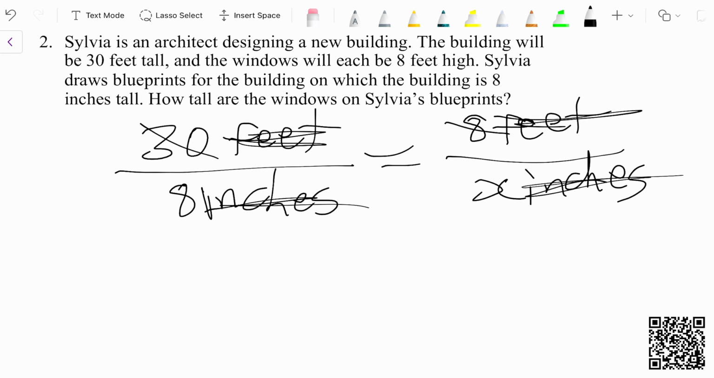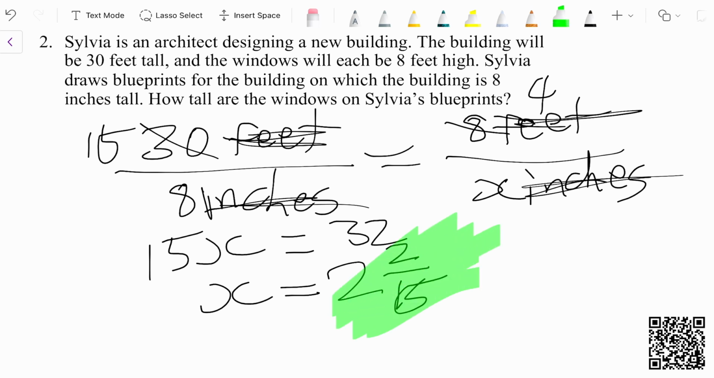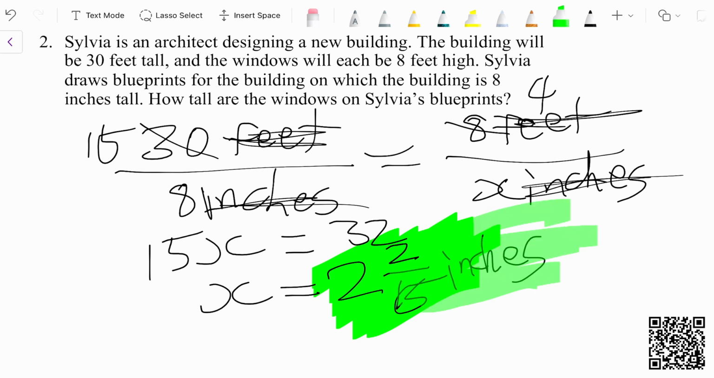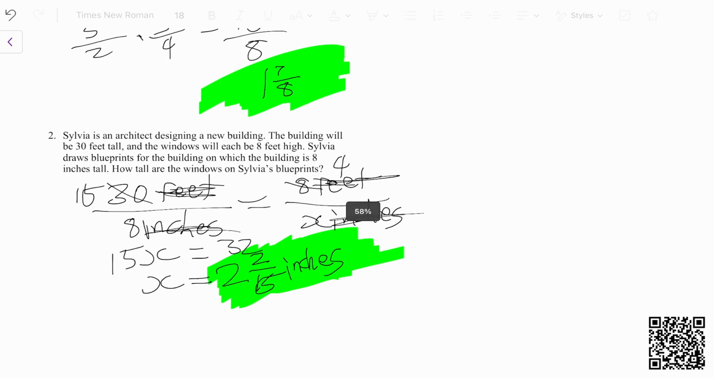So now we divide. So we have 4, we have 15. So 15x has to be equivalent to 32. So x is equivalent to, since 15 can only be divided into 32 twice, and that leaves 2/15 left, 2 and 2/15 inches as the windows. Inches. Do not forget to put the measurements, children. Or whatever you are. Perhaps you are older than I am.